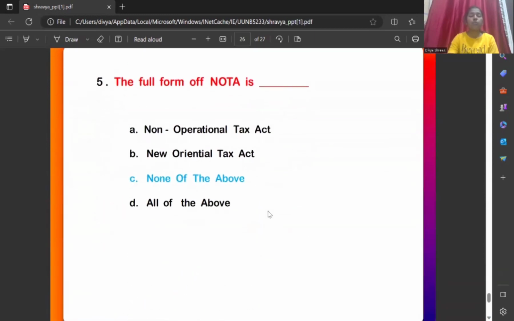And the fifth question is, the full form of NOTA is, the options are: option A is Non-Operational Tax Act, option B is New Orientational Tax Act, option C is none of the above, and option D is all of the above. The correct answer is option C, that is none of the above.